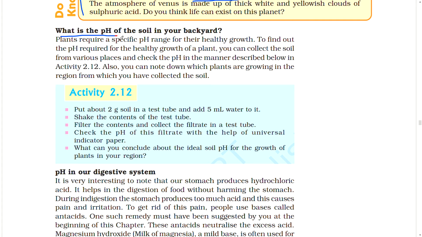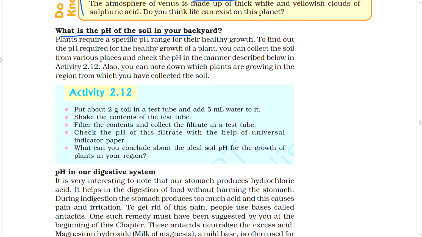What is the pH of the soil in your backyard? Plants require a specific pH range for their healthy growth. To find out the pH required for the healthy growth of a plant, you can collect the soil from various places and check the pH in the manner described below in the activity. Also, you can note down which plants are growing in the regions from which you have collected the soil.